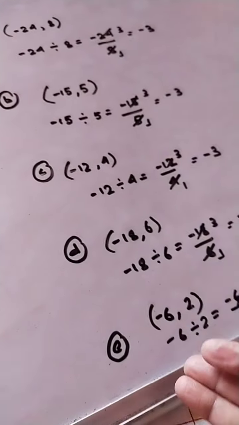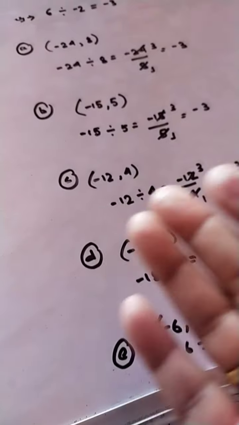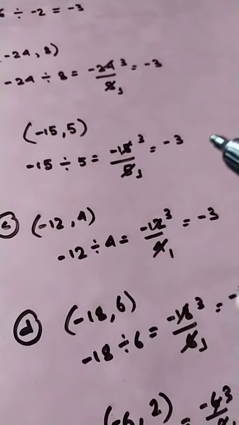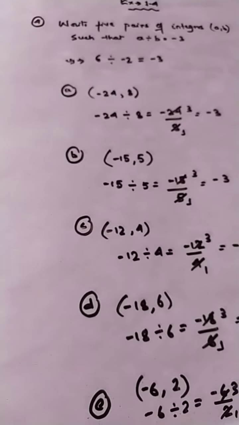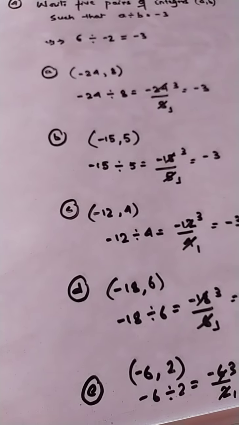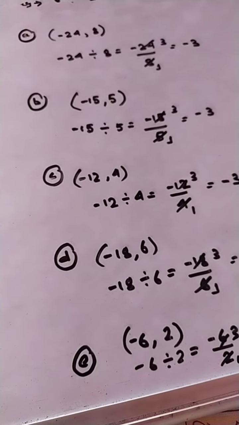So there are so many pairs. I've just shown you these 5 pairs. You can take some other pairs also, no problem, but the condition is you should get the answer as minus 3. Okay, so this is the solution of question number 4. Now let's go to question number 5.